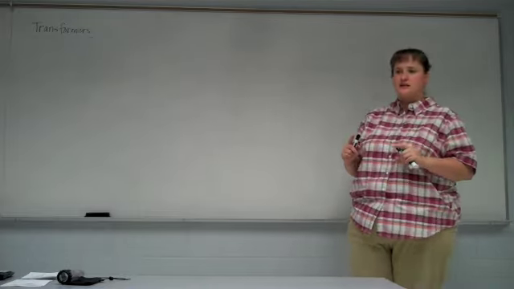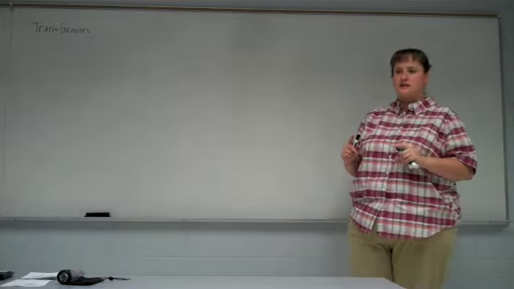Simplified version of a transformer. Have some sort of iron core. Your source comes and wraps around this core some n number of times. This has to be an alternating source for the transformer to continually work, because the flux needs to continually change in order to induce a voltage.